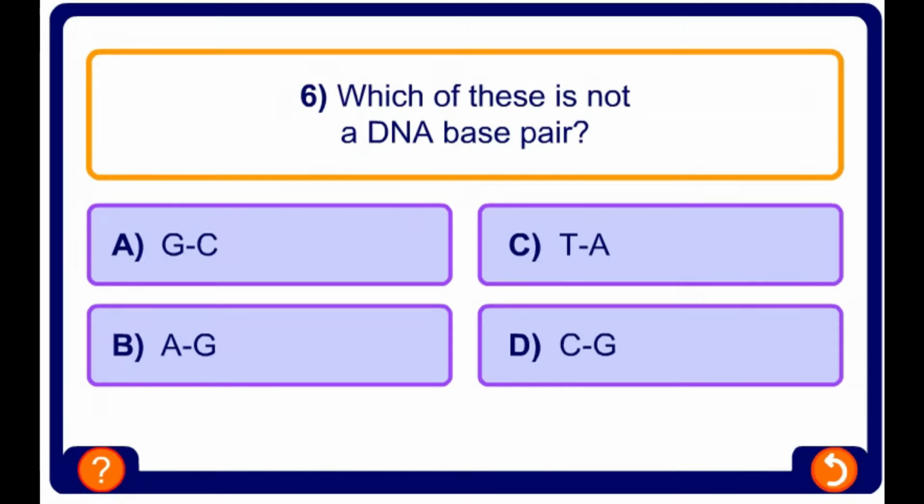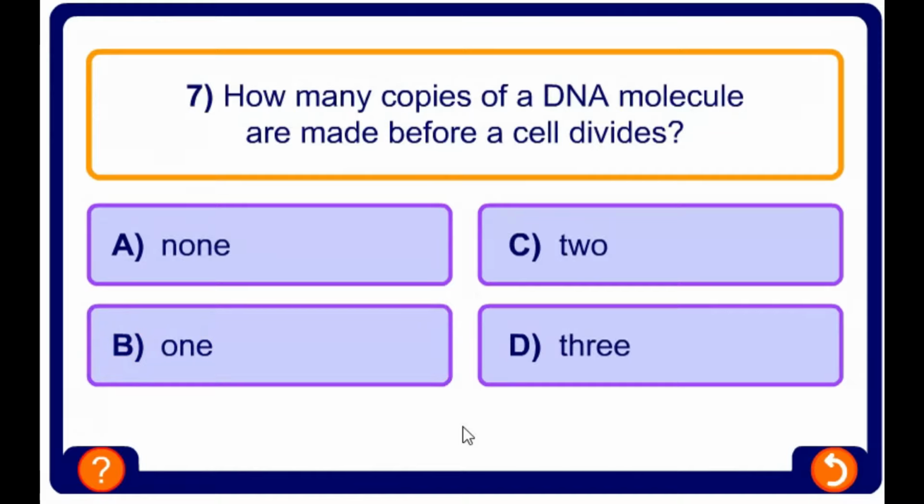Remember na hindi pwedeng magkapalit yung mga nitrogenous bases. So is it A, G to C, letter B, A to G, letter C, T to A, or letter D, C to G? So kung nag-pay attention kayo kanina, it is very clear that the correct answer here is letter B. Siya yung hindi tama yung pagkakaparehas. Remember na yung adenine, palaging partner si thymine or yung A to T. Si guanine naman always pairs up with cytosine, G to C. Okay? Okay, so number 7.